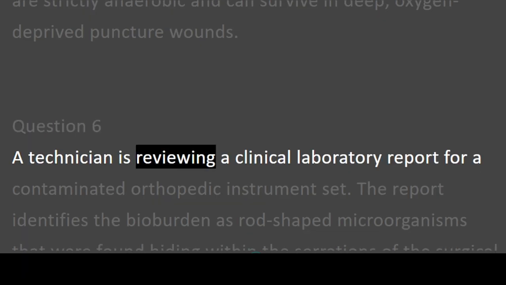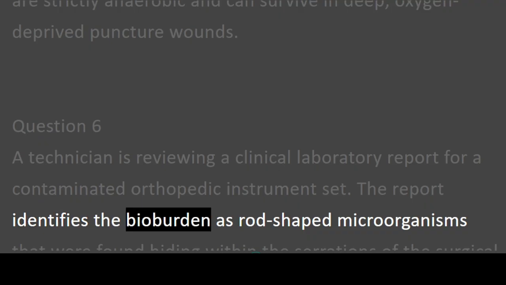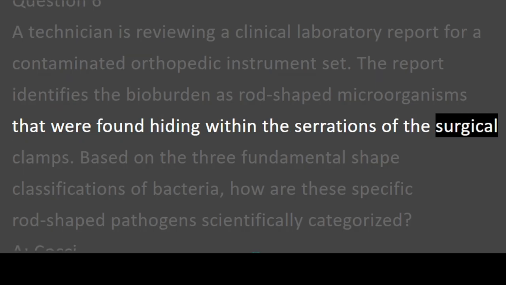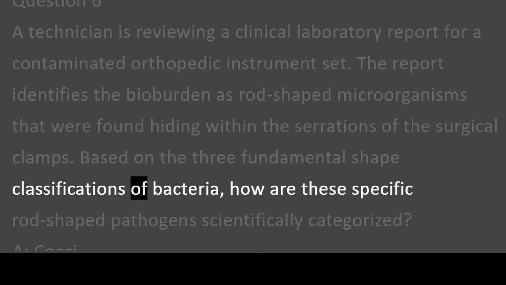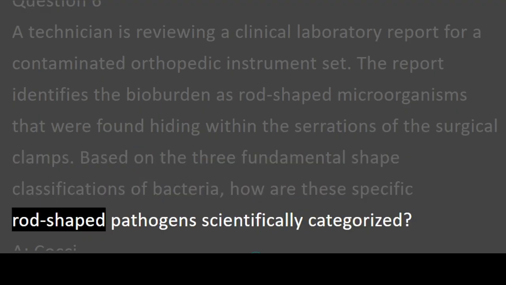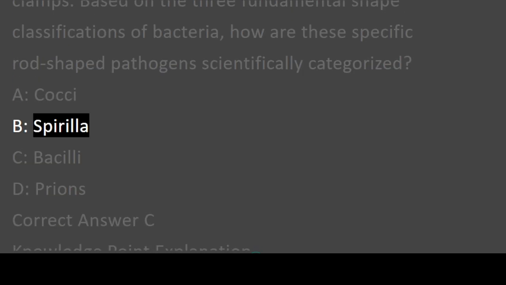A technician is reviewing a clinical laboratory report for a contaminated orthopedic instrument set. The report identifies the bioburden as rod-shaped microorganisms that were found hiding within the serrations of the surgical clamps. Based on the 3 fundamental shape classifications of bacteria, how are these specific rod-shaped pathogens scientifically categorized? A. Cocci. B. Spirilla. C. Bacilli. D. Prion. Correct answer C.